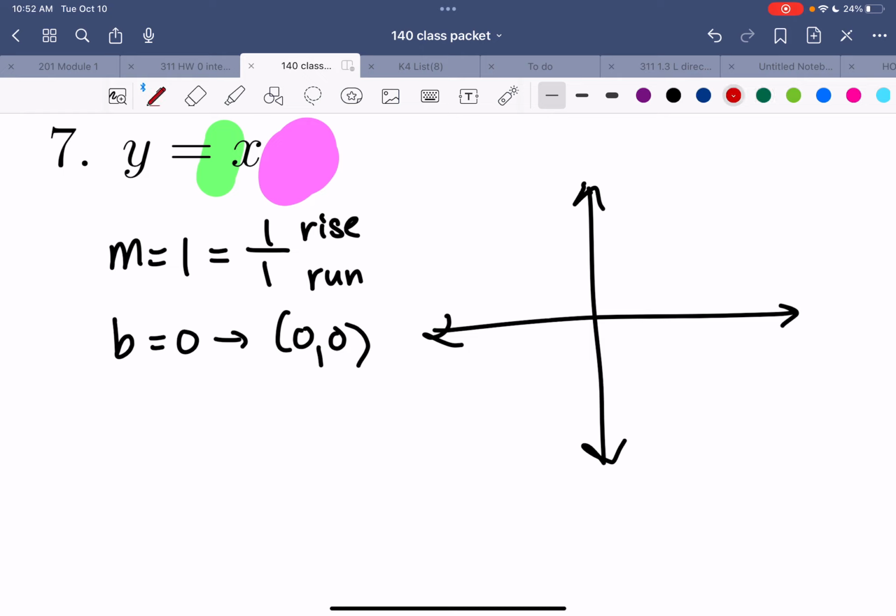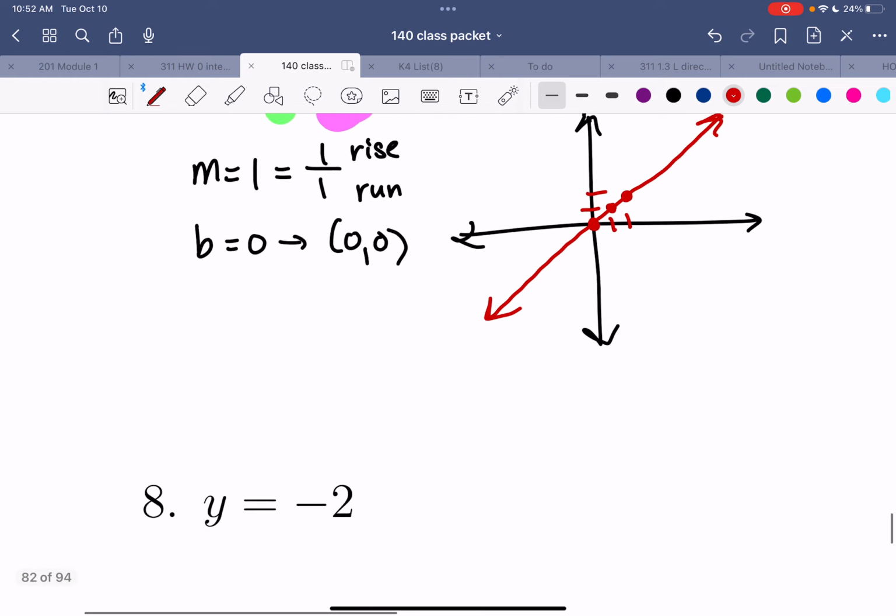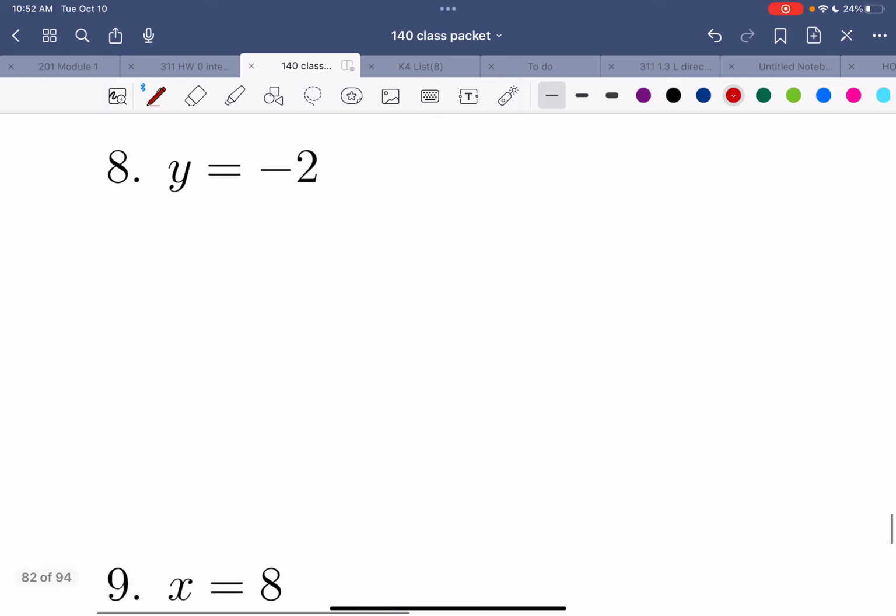So we are starting right from the middle, and we are going to go up 1 over 1 here. This one actually cuts your quadrants right in half at a 45-degree angle. Okay. Now, here's an interesting one where we have y equals -2.